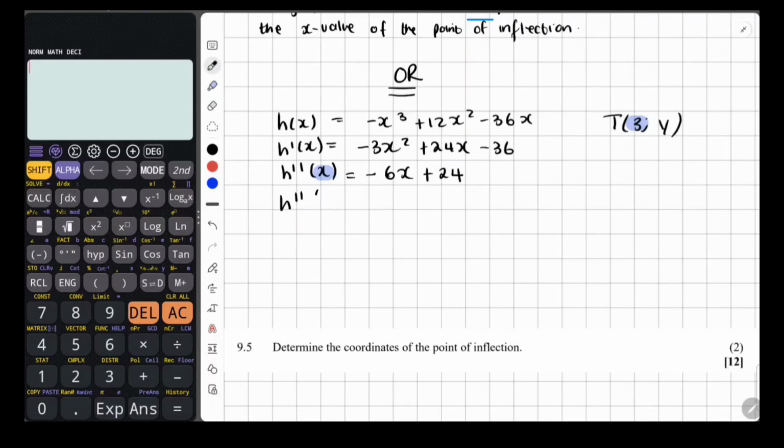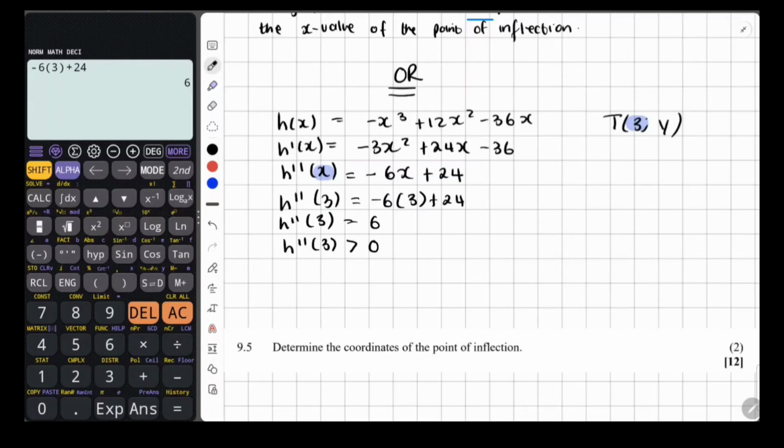So if you say f double prime of 3 is equal to negative 6 bracket 3 plus 24, let's see what we get. And you see, we get a positive 6. So we get f double prime of 3 is equal to positive 6. If your second derivative is positive here, greater than 0, it means that the graph is concave up at this point. If it gave you a negative value, it would be concave down.